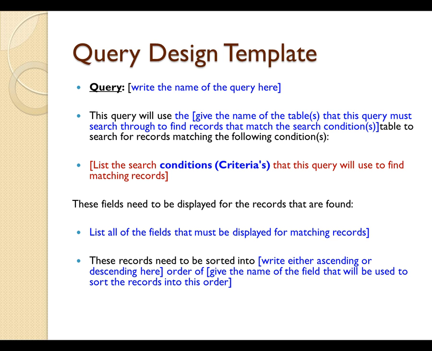I have a template for you here, but this query will use, you write the name of the table. It gives the name of the table that this query must search through to find records that match the search condition, to search the records matching the following conditions. So let me tell you in English: this query will search the table, say member or booking, for those members who are over 20 years old. When you put it that way, you know what criteria you are going to work on.